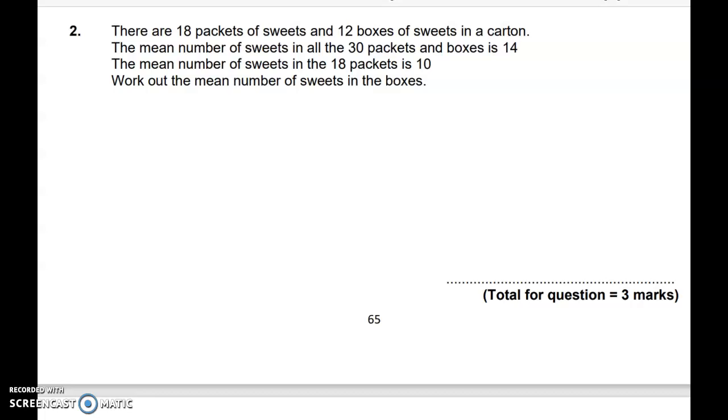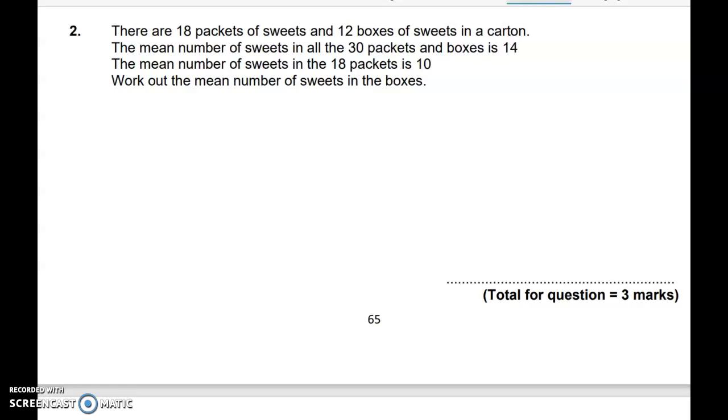This is a question on calculating a mean of a smaller part, or it could be a larger part, of an overall group, given the mean and the amount in the smaller groups or the bigger group. So it's basically recalculating the mean using the totals that you can work out from the mean and how many items there are that created that mean. Let me give you a bit of an idea of what I'm talking about here.